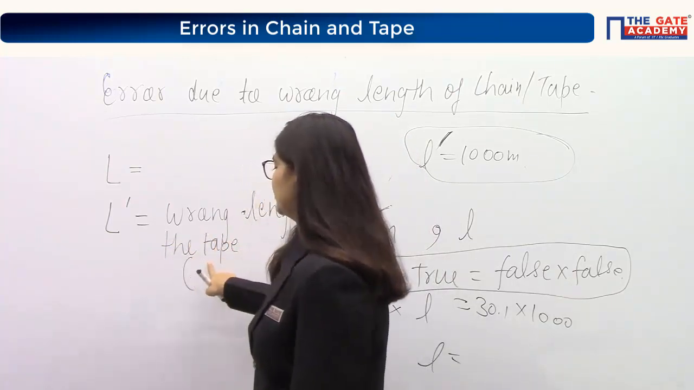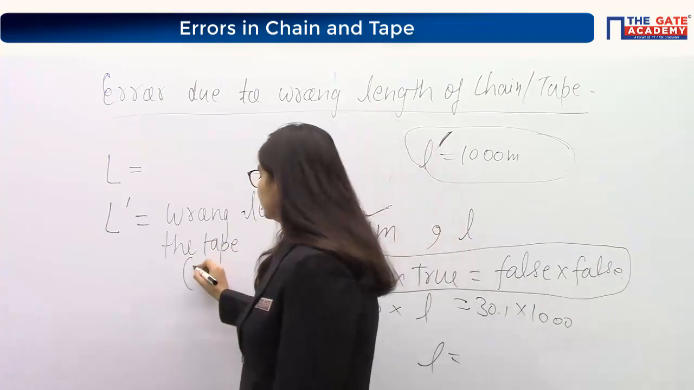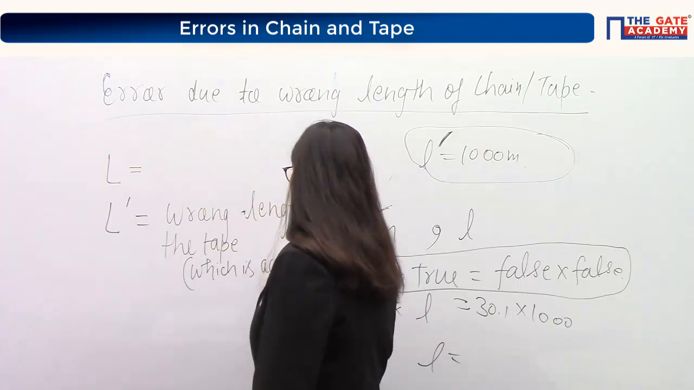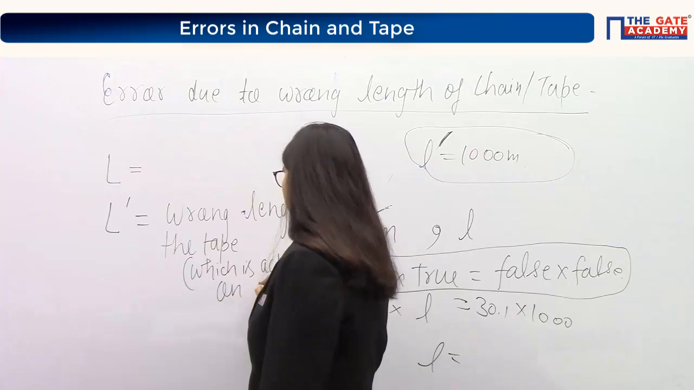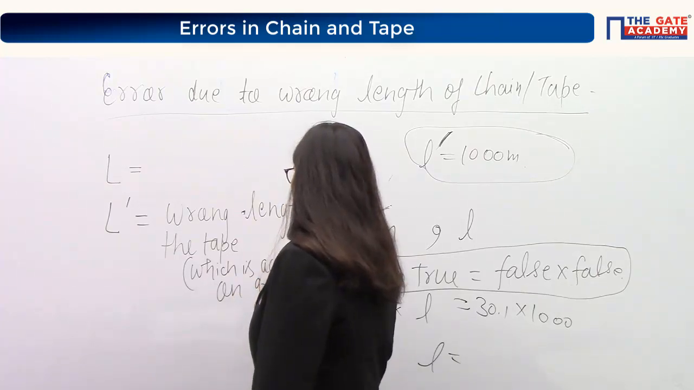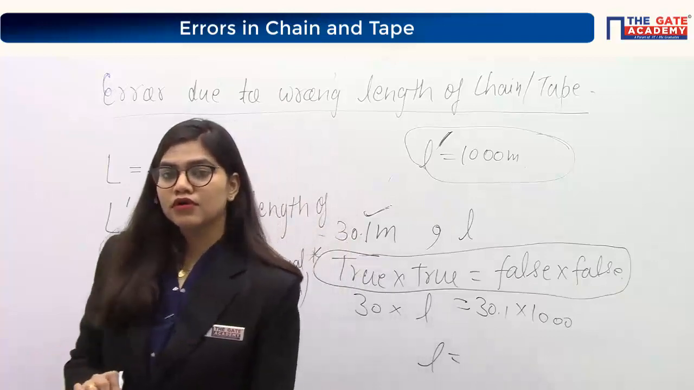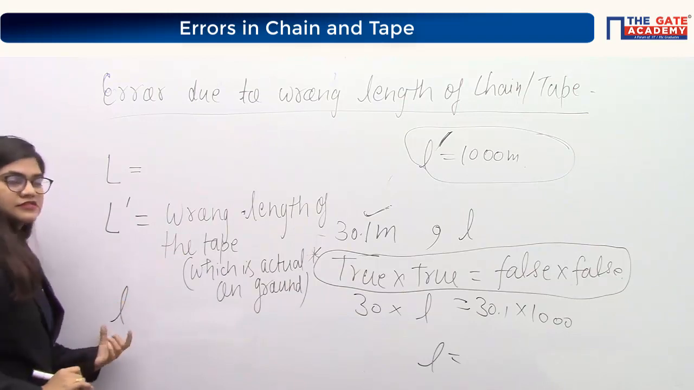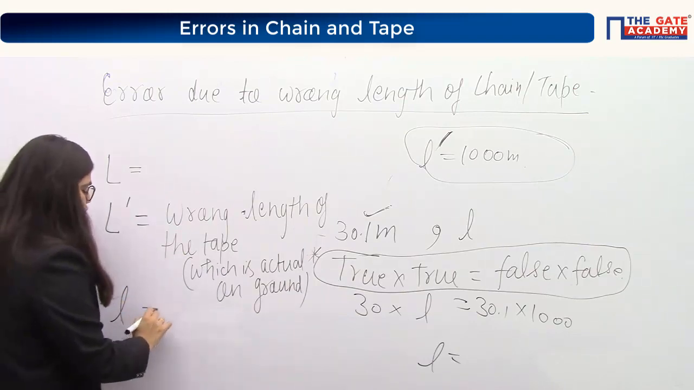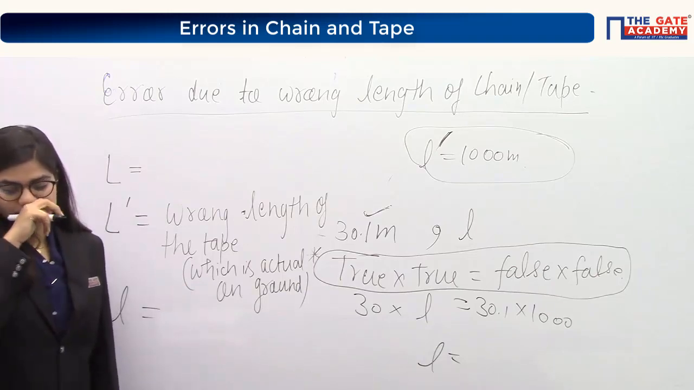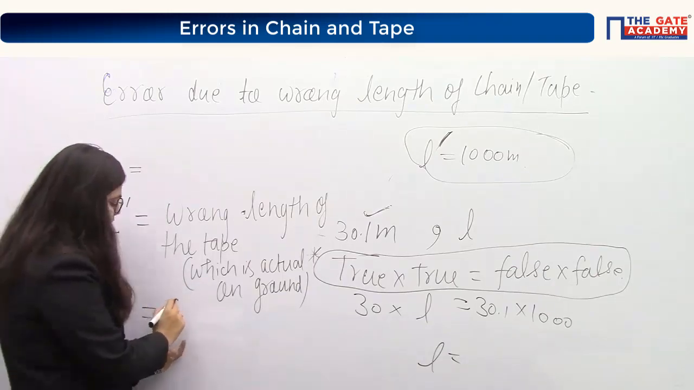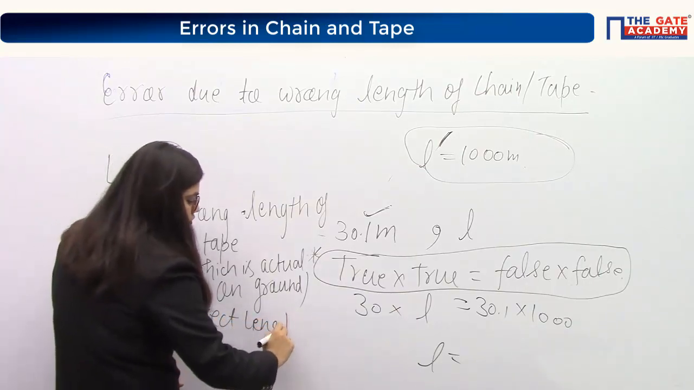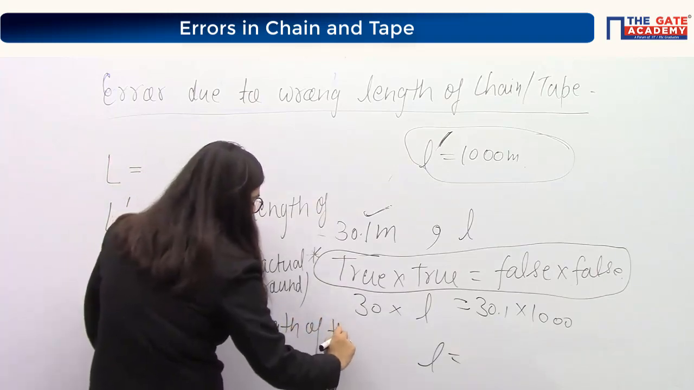In bracket write which is actual on ground. Okay. Next, write small l. Small l is equal to correct length of the line.